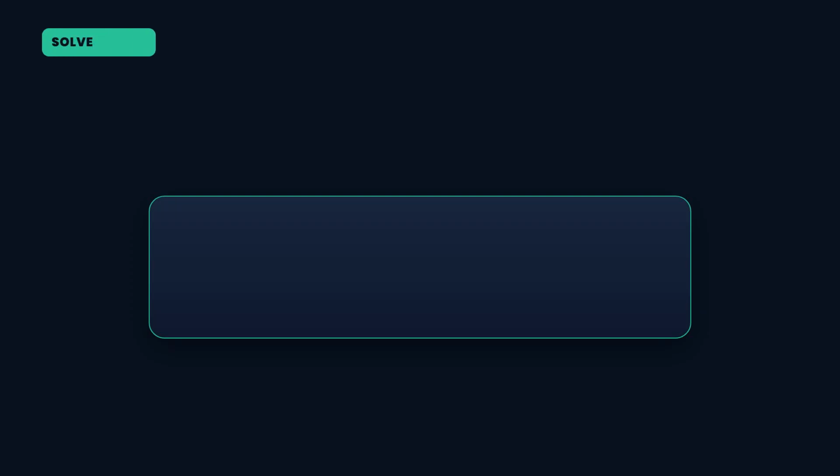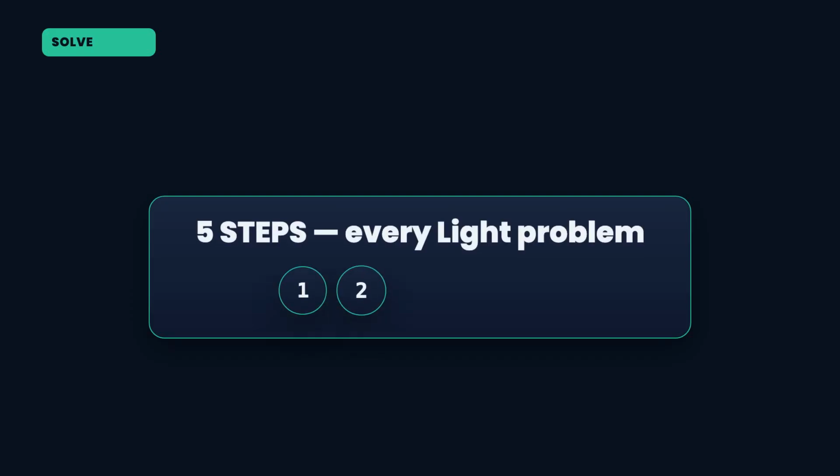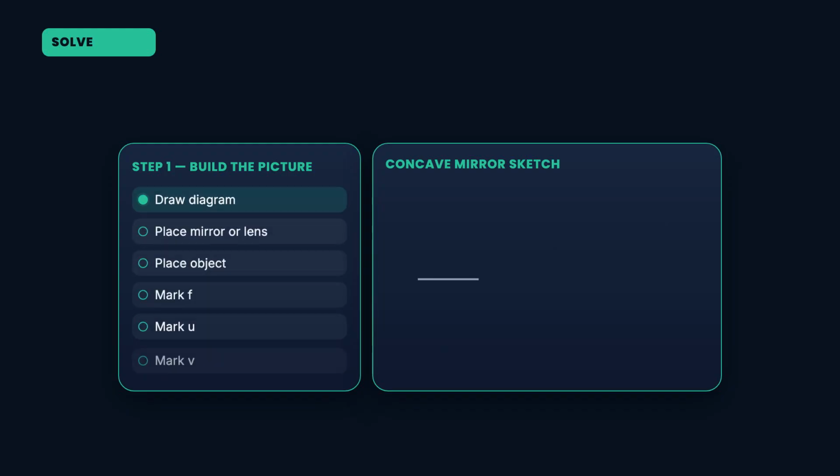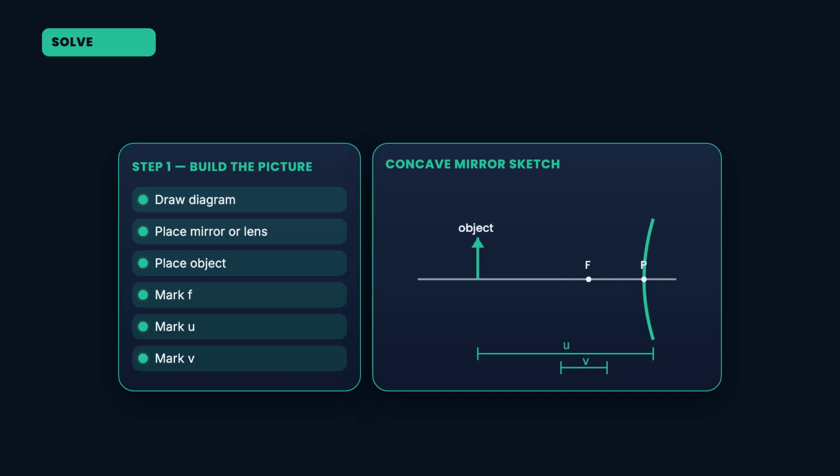Before the questions, here is how to actually solve any light problem on the board. 5 steps. The same 5 every time. Step 1. Draw the diagram, even if not asked. Place the mirror or lens. Place the object. Mark F. Mark U. Mark V. The numbers stop being scary when they are on a picture.